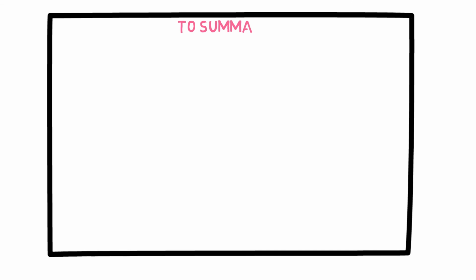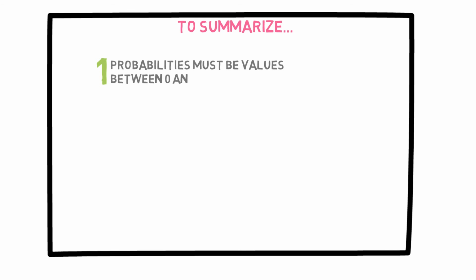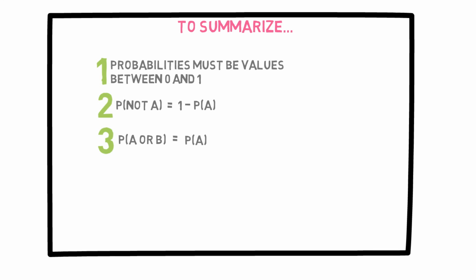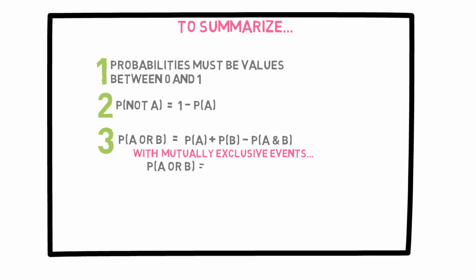To summarize, here are the rules that we discussed so far. 1. Probabilities must be values between 0 and 1. 2. The probability of not A is 1 minus the probability of A. 3. The probability of A or B is the probability of A plus the probability of B minus the probability of A and B. Or, in the case of mutually exclusive or disjoint events, the probability of A and B is 0, so the probability of A or B is simply the probability of A plus the probability of B.